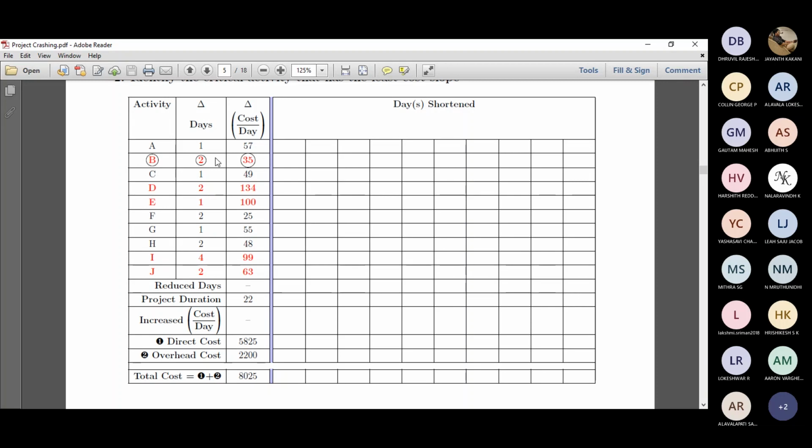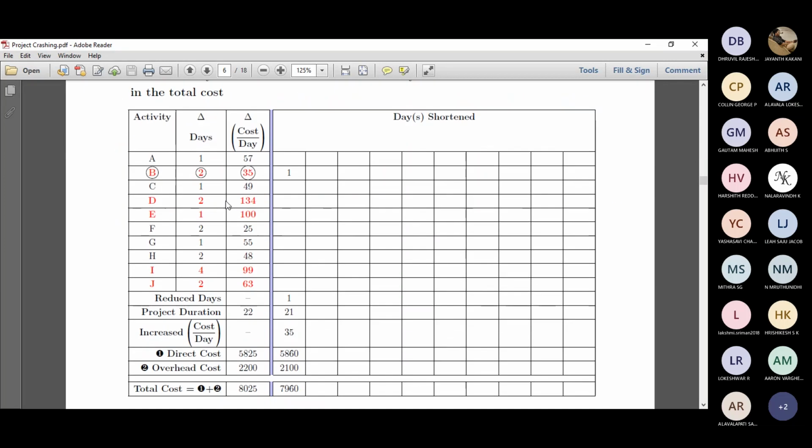It'll be very confusing if I tell you by description, so I'll show you by example, this particular example. Say B can be reduced by 2 days. Initially we'll reduce it by 1 day and see what happens. So I have reduced B by 1 day, which means the project duration got reduced by 1 day. So 22 minus 1 is 21.